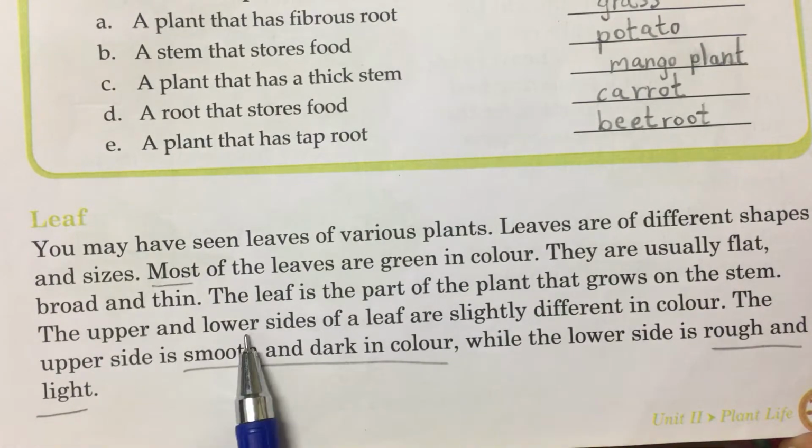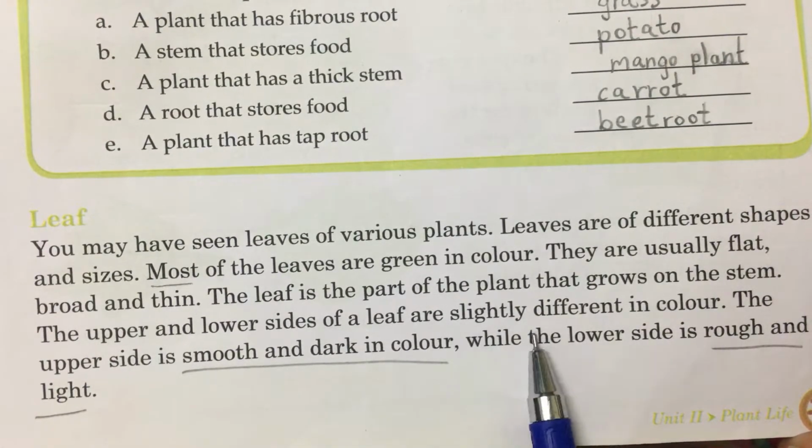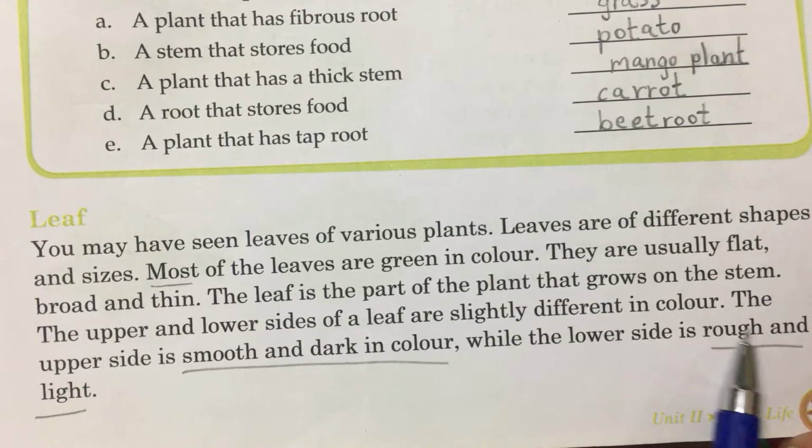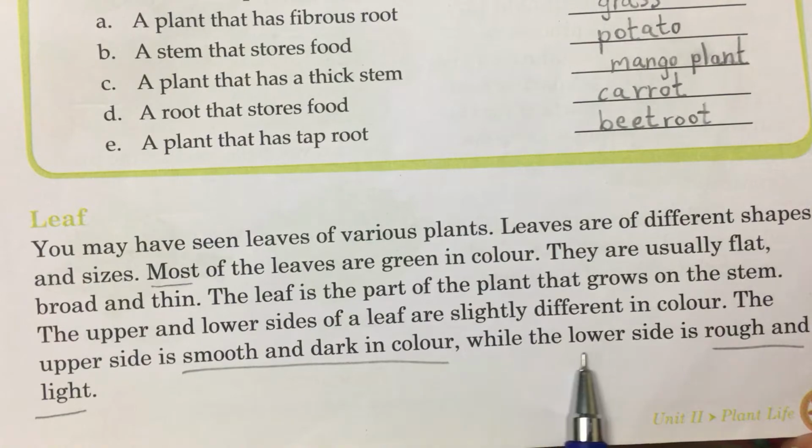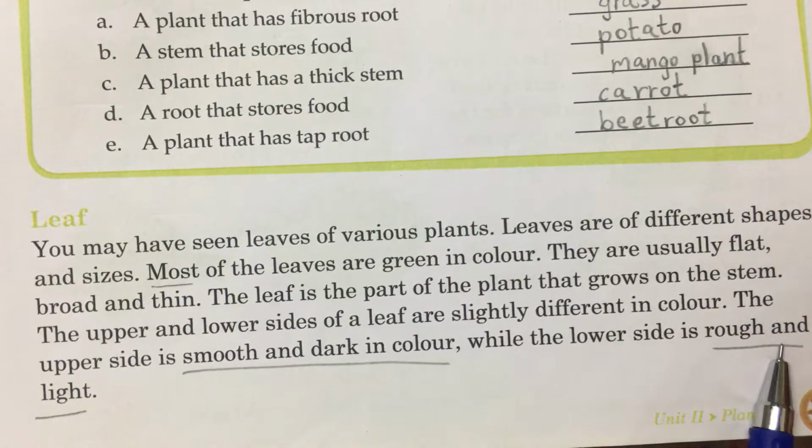The upper and lower sides of a leaf are slightly different in color. The upper side is smooth and dark in color, while the lower side is rough and light.